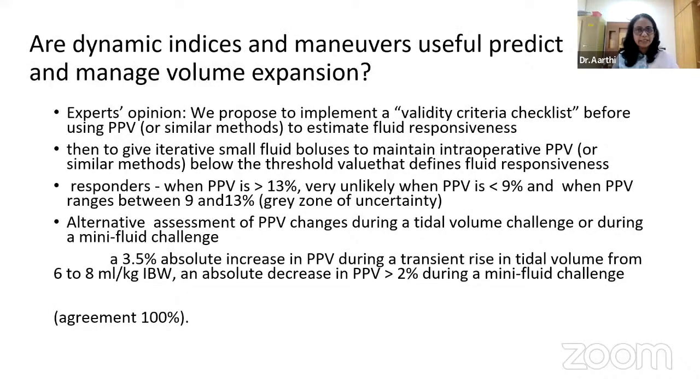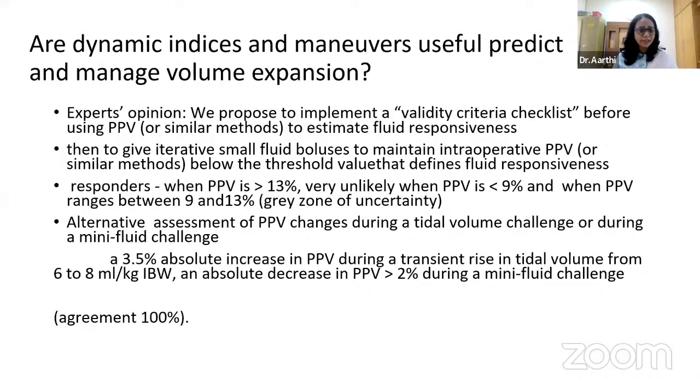Dynamic indices like pulse pressure variation, stroke volume variation and many others predict and manage volume expansion. As we discussed earlier, the validity criteria checklist should be performed before using pulse pressure variation to estimate fluid responsiveness, and also to give small fluid boluses to assess the pulse pressure change in responders. Responders are those who have a pulse pressure variation of more than 13%, and patients are unlikely to respond to fluid who have a pulse pressure variation of less than 9%.